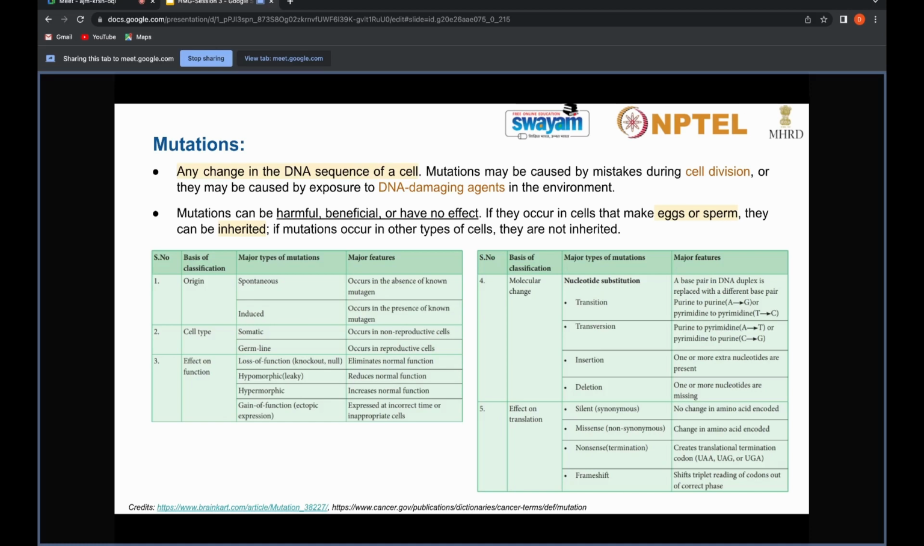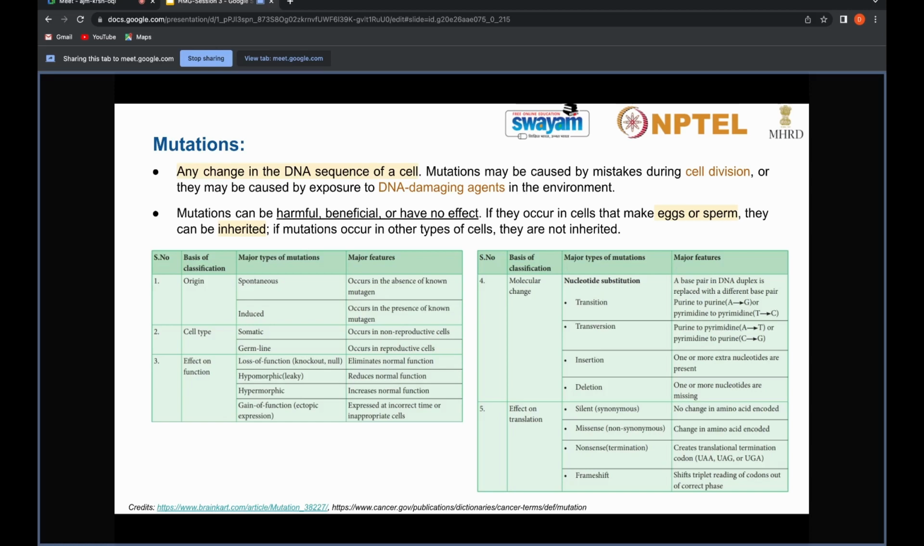When we talk about mutations, what we should remember is that mutations are any change in the DNA sequence inside the cell, and these can be caused by several reasons. A few reasons are mistakes that occur during cell division, or some external agents that damage the DNA. DNA damaging agents can also lead to mutations in the DNA sequences. Mutations are not always harmful. They can be beneficial, or sometimes they don't have any effect.